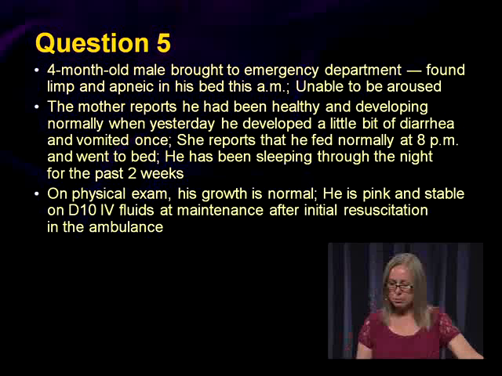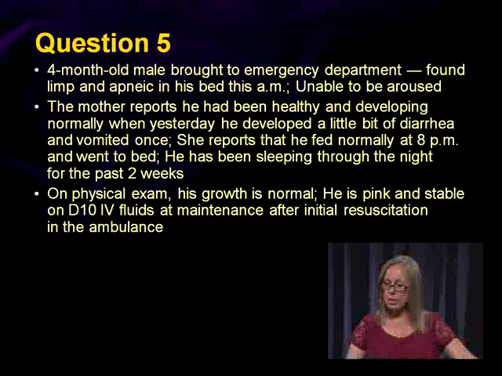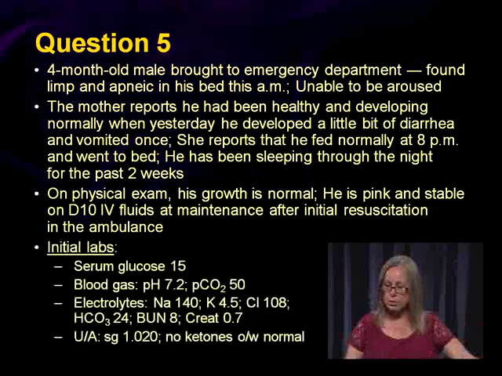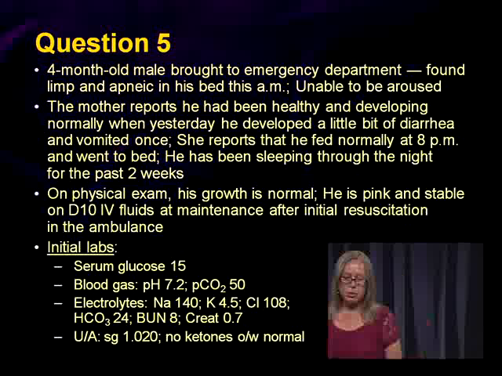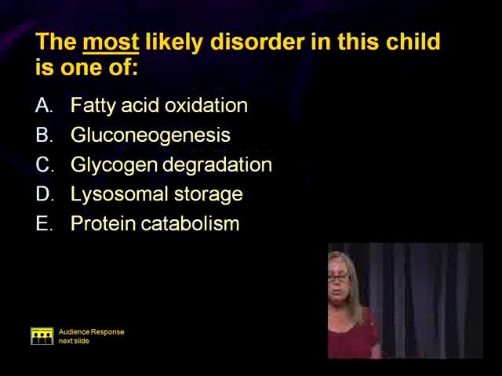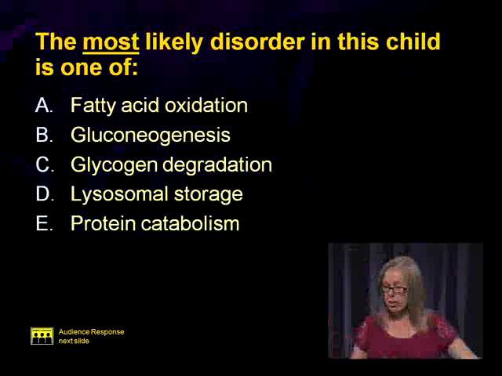Physical exam, his growth is normal. He's pink and stable on his D10 at maintenance after initial resuscitation in the ambulance. His initial labs included a serum glucose of 15, blood pH of 7.2, carbon dioxide of 50, no ketones, and otherwise normal. Most likely disorder in this child is fatty acid oxidation, gluconeogenesis, glycogen degradation, lysosomal storage, or protein catabolism.